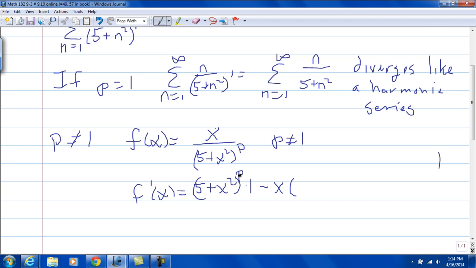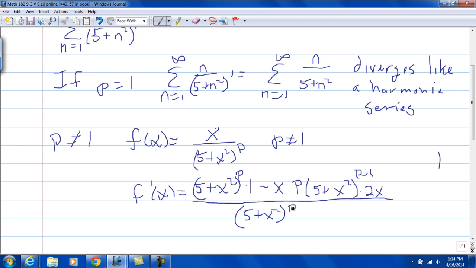And that's going to be p times 5 plus x squared, excuse me, times 2x. So we have this power is p minus 1. So the power came down, subtract 1 from the power, and then the derivative of the 5 plus x squared is 2x. All over the square of what's below. That's 5 plus x squared to the p, and we square this amount.